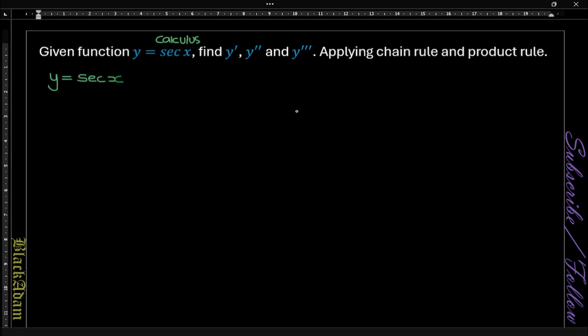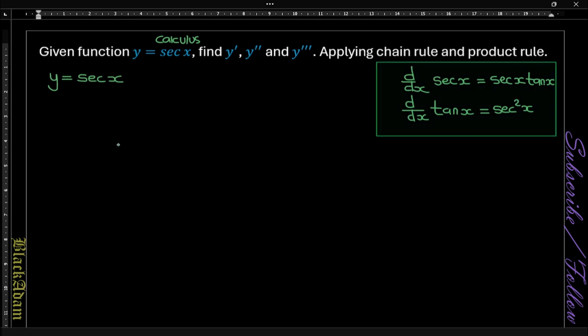We have y is equal to sec x, and then we know that the derivative of sec x gives us sec x tan x, and we also know that the derivative of tan x gives us sec squared x. So that's the information that we have, and the first derivative is going to be sec x tan x.